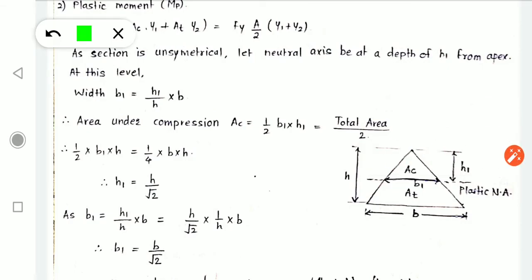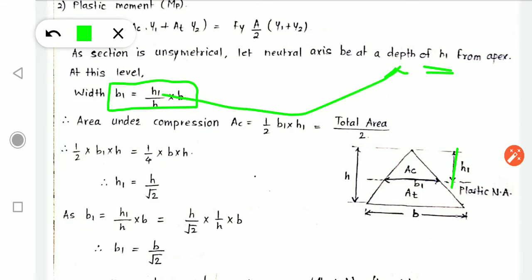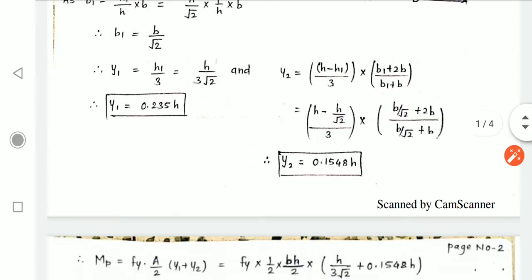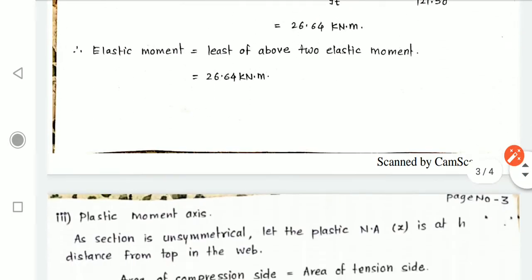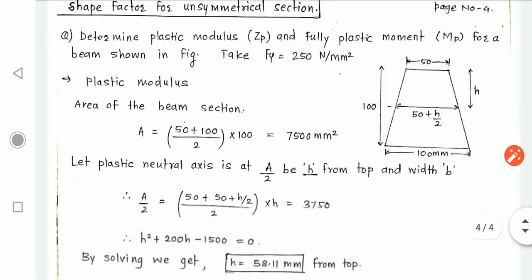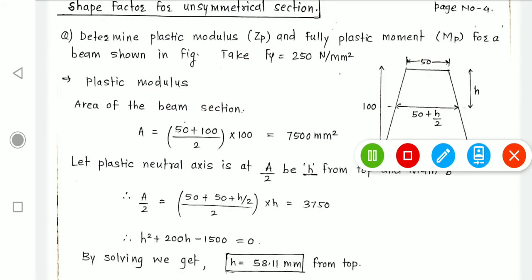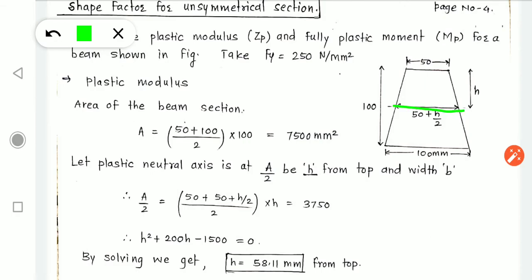See, once I wrote the h value, like the plastic neutral axis is lying at an h1 distance, at exactly the same time I wrote b in terms of h. This distance I wrote in terms of h. I am doing the same in this problem. I have written b in terms of h.